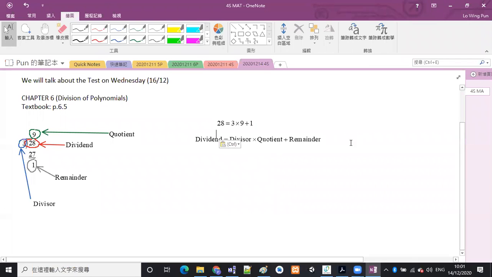This one is called the division algorithm. This formula is called the division algorithm. It is suitable for all kinds of division, no matter whether it is division of numbers or division of polynomials.